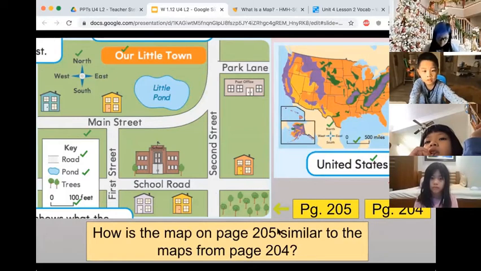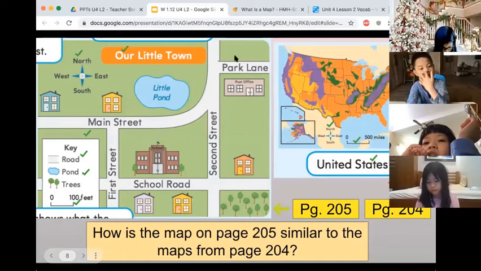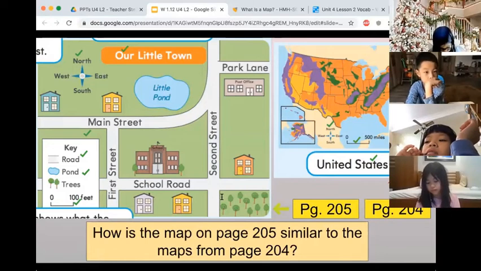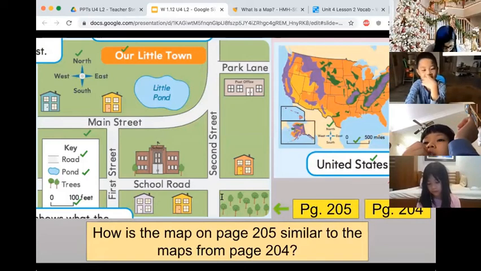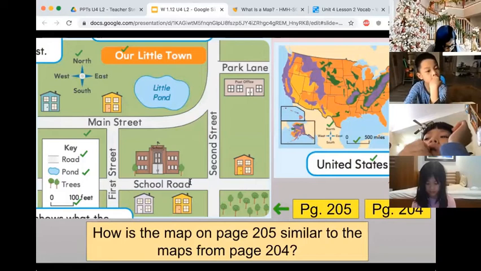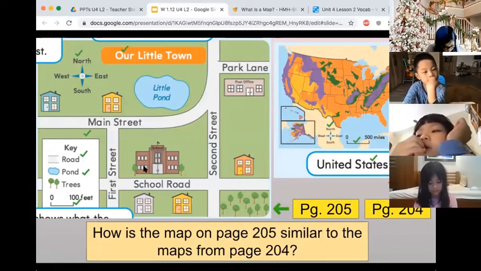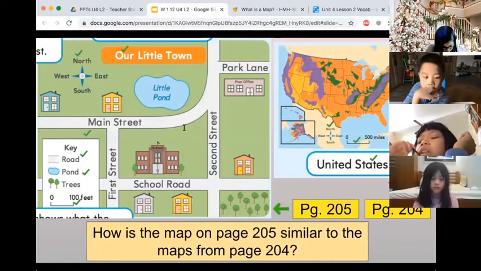Okay. As we can see, these are patterns. Both maps have them. All maps need them. Without the key, we don't know what's on the map. Without the title, we don't know what the map's about. Without the compass rose, we don't know which way the map goes. Where's the top of the map and the bottom? And good job, Philip and Maihua, answering in the chat.